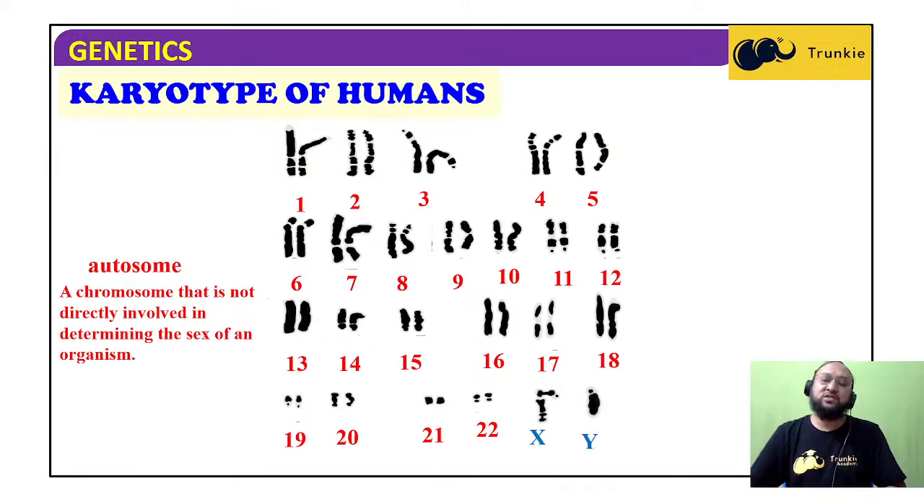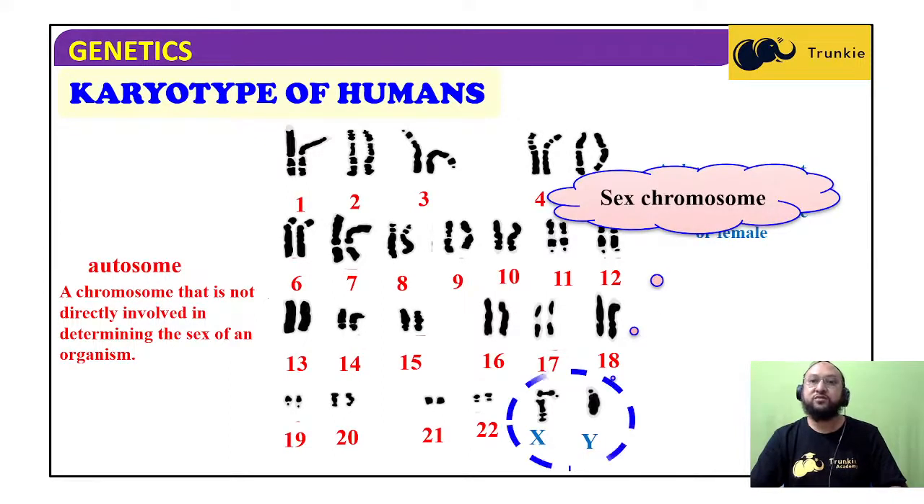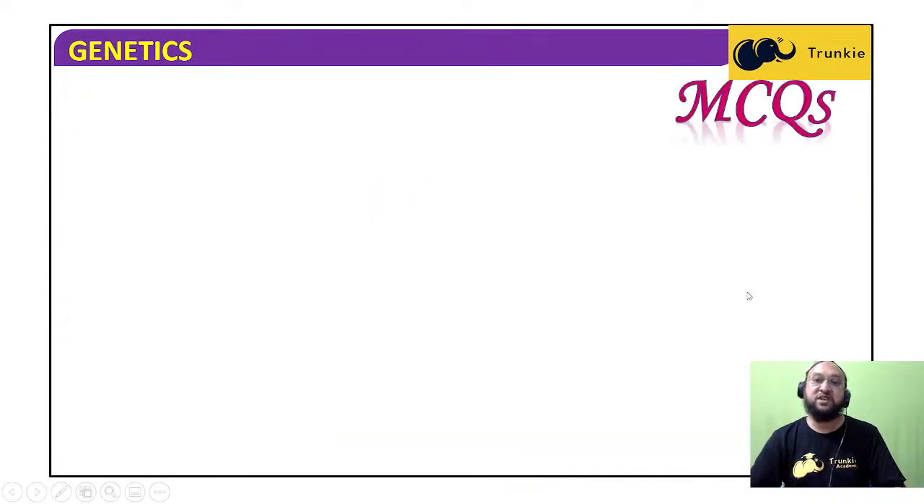Now if you look at this, you can understand. 23 pairs are there, and the 23rd pair is the sex chromosomes. The mapping of chromosomes, arranging all the pairs of chromosomes in a picture or diagram, is called the karyotype of humans. We arrange them linearly from the first pair to the 23rd pair. So this is the karyotype of humans. The sex chromosomes are the 23rd pair, which is involved in the sex determination of the offspring.